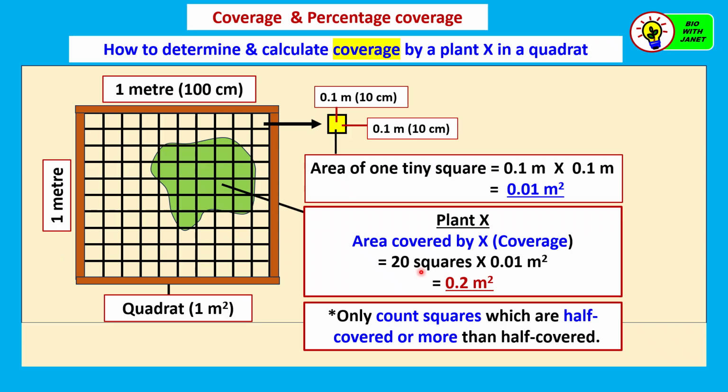Now each square is of the area 0.01 meter squared, right? So 20 squares times 0.01 meter squared. This is the area covered by the plant X, or the coverage. 20 squares times the area of 1 square, which is 0.01 meter squared. Answer is 0.2 meter squared. Okay, just use your calculator and calculate. All right, so this is how we calculate the coverage of the plant. And from there, we will calculate the percentage coverage.